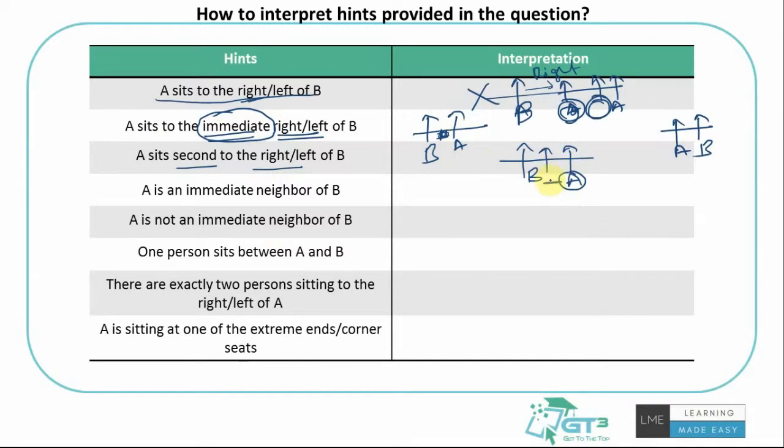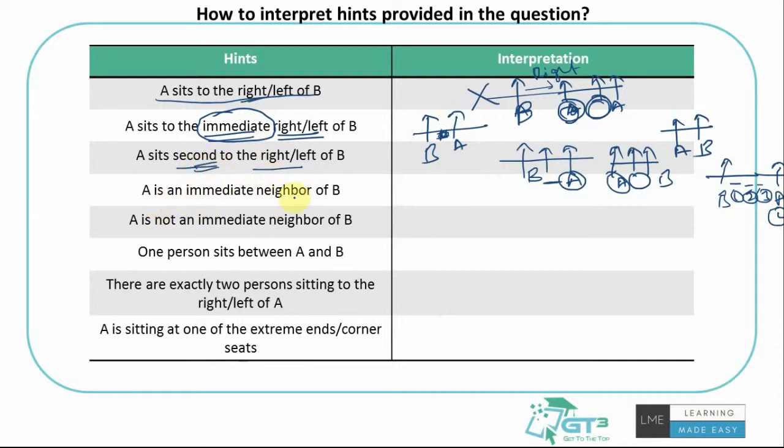Sometimes we'll also see A sits fourth to the right of B. That's basically there are three people sitting between B and A, right? It's like 1, 2, 3 and then this is where A is. There will be three people sitting and A is the fourth person sitting to the right of B. Let's say to the left of B, this is how it will look. If B is here, there will be someone sitting and then comes A, who is sitting to the left of B, in the second position on the left side. So this is also a direct clue for us.